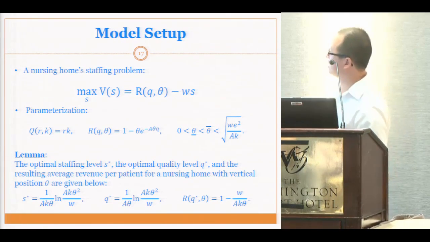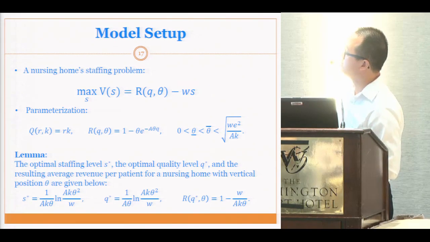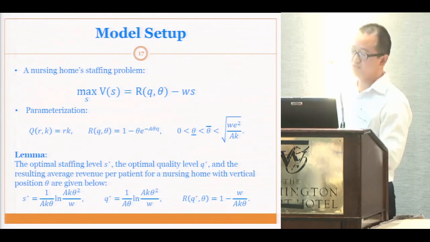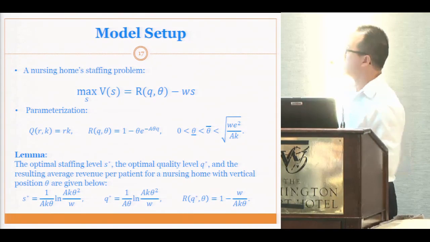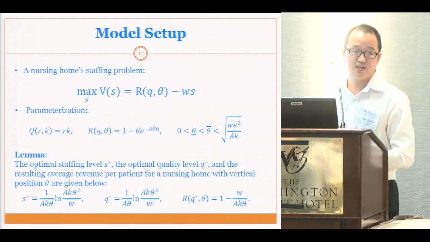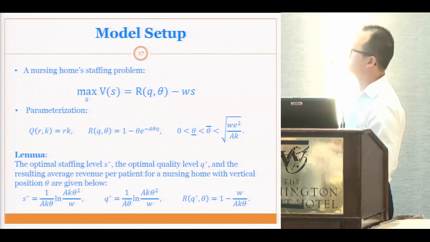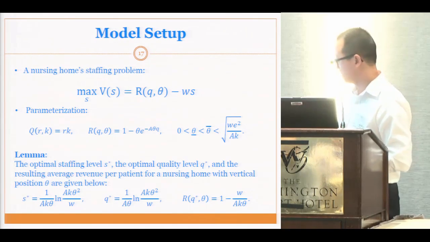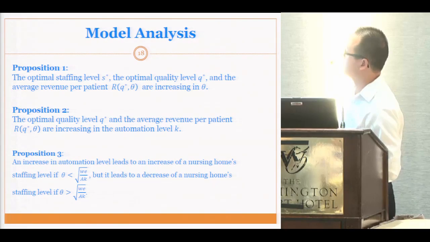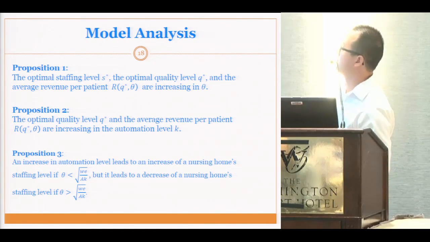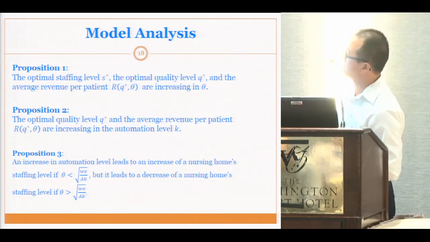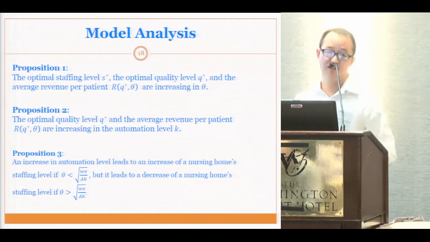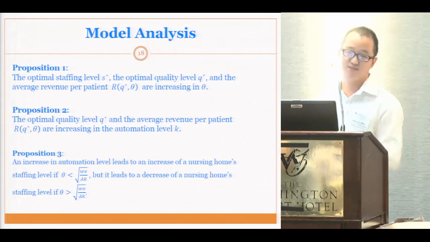Another thing that's very important is we introduce the parameter theta into the model, which is basically determined by nature. Later on we will interpret theta as a vertical position. So right now, just think of theta as something that's drawn by nature, assigned to each nursing home. And our first finding is that the optimal staffing level, the optimal quality level, and the average revenue per patient are increasing in theta.